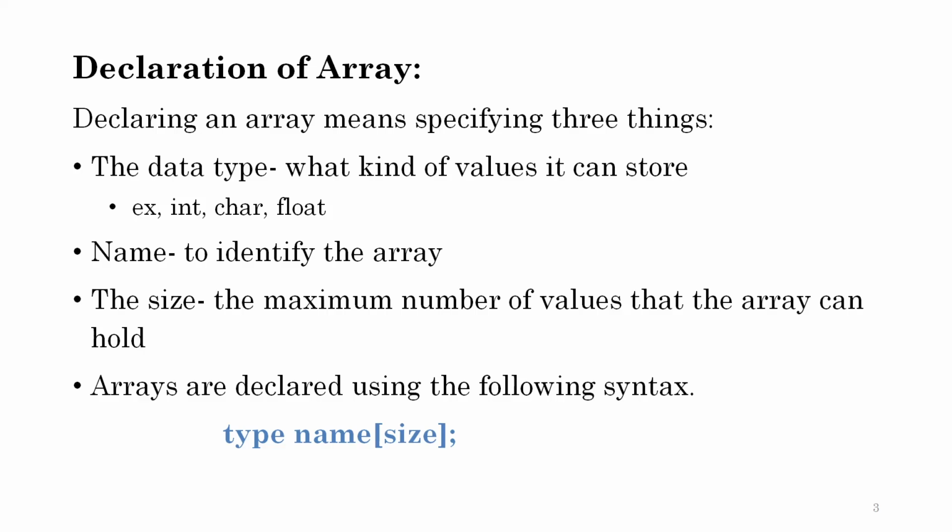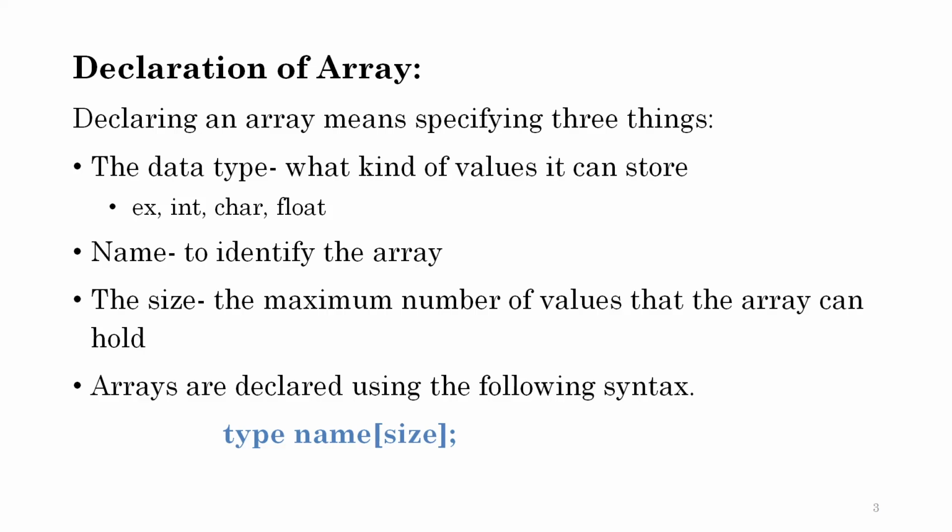Next, how can we declare an array? An array can be declared using three specific things: data type, array name, and size. What is my data type? What kind of values can be stored is known as the data type in programming, for example int, char, float. The array name is used to identify that particular array.